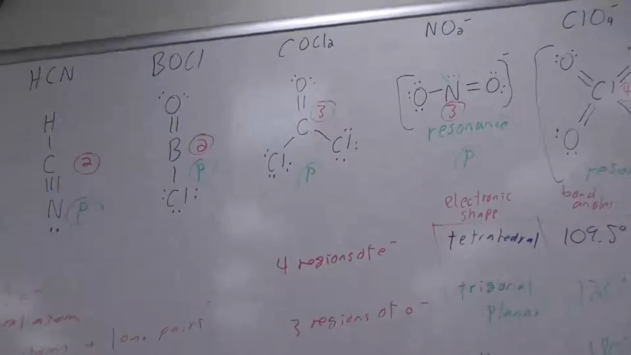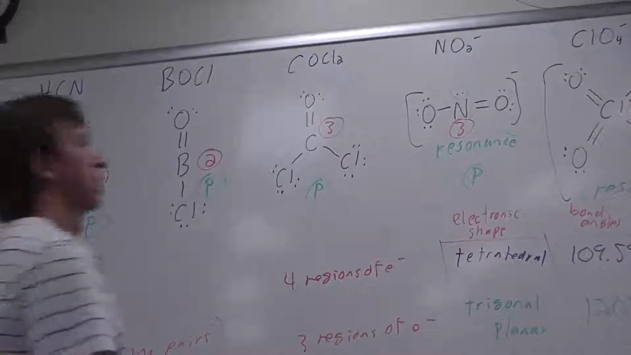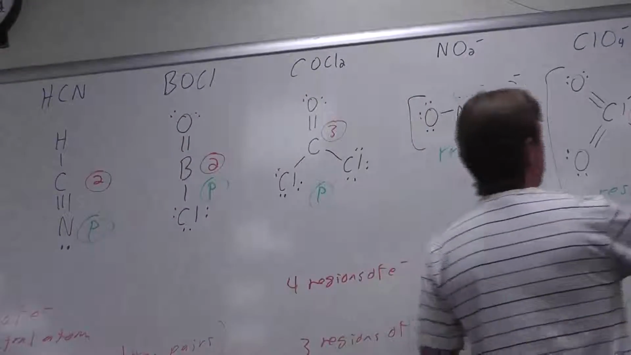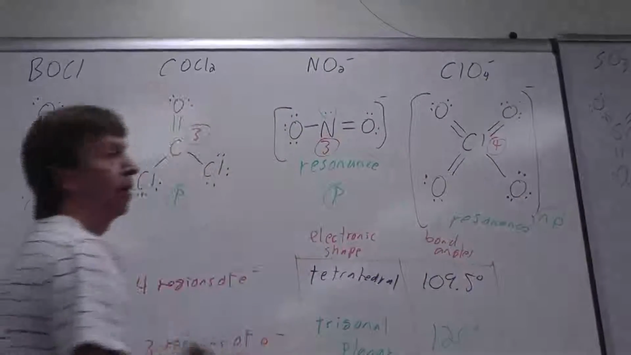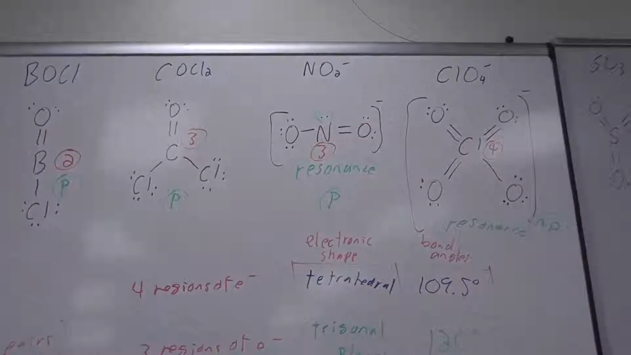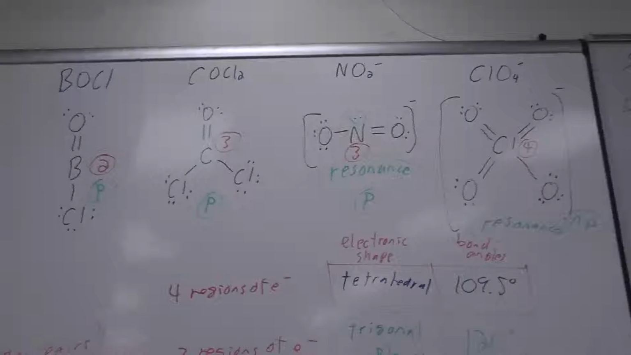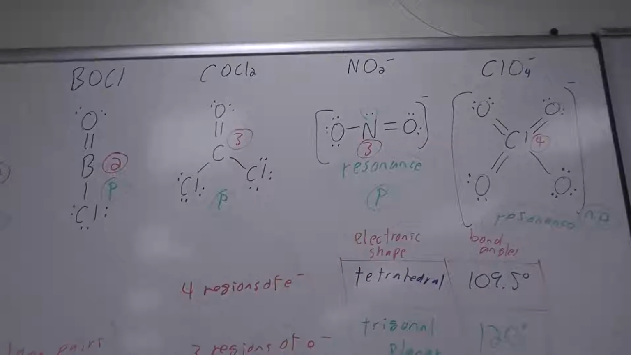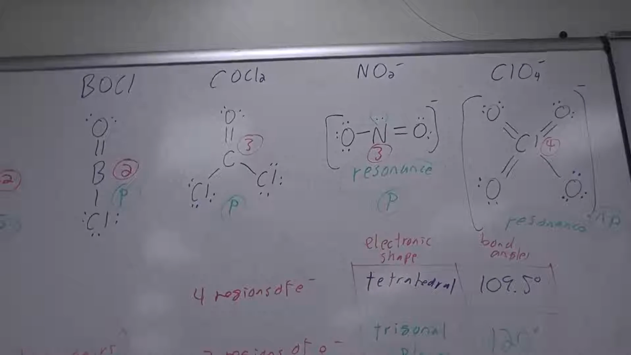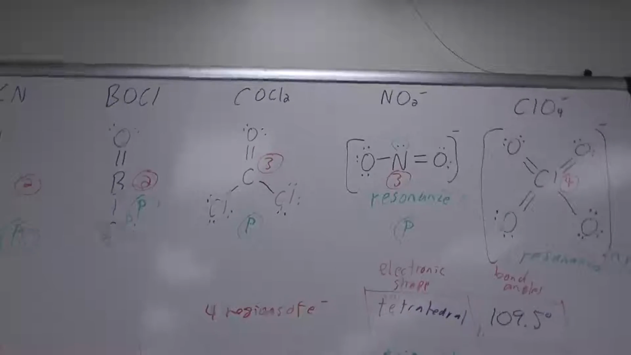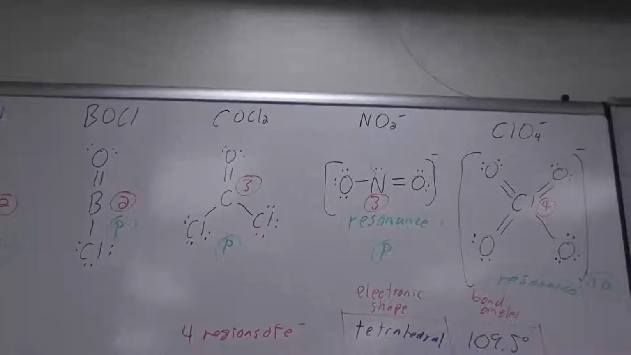What about the perchlorate ion? That one is nonpolar. And it's the resonance that makes that equal bonding in all four directions. The drawing looks like three of them are double bonded and one is not, but you know better. That's resonance. That really is equal bonding to all four, therefore nonpolar.